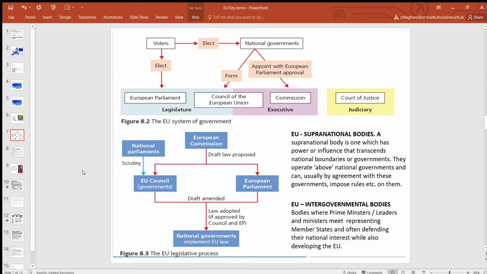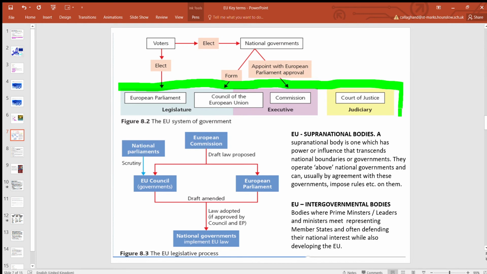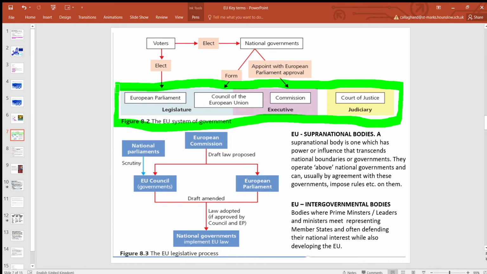Next one now is supranational bodies and intergovernmental bodies. And in the middle section of this, you can see a diagram of the EU organizations. And it's a very funny kind of hybrid thing, which really doesn't fit into any of the structures that we've looked at before. It's a hybrid, which is a good word we use in electoral systems.